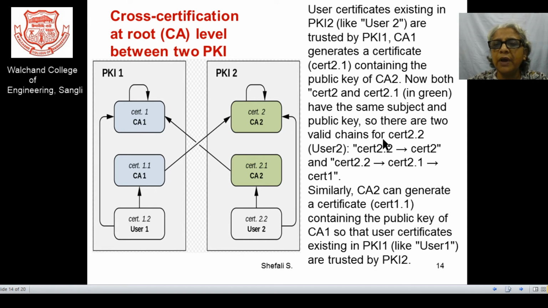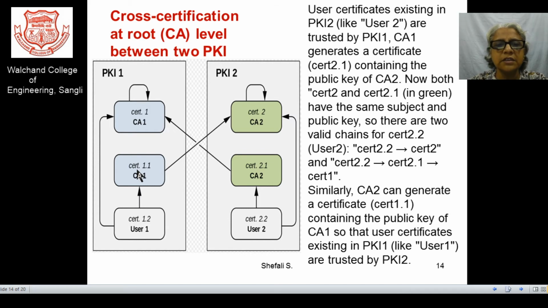So there are two valid chains for the certificate 2.2. That certificate 2.2 belongs to user 2. Certificate 2.2 leads to certificate 2 by this particular route, and it may also take another route, through certificate 2.1, and then go to certificate 1. So from the second PKI there may be a connection to the first PKI. That is the analogy, and this is legitimate and approved, because all possible exchanges are carried out.